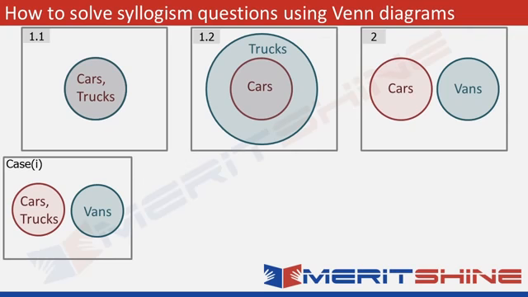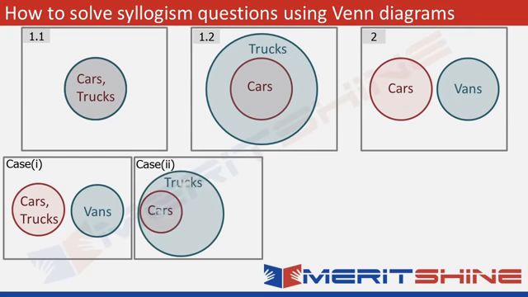Now let's try combining 1.2 and 2. Look at this. This is the same figure that's given in 1.2. Now the only restriction with vans is that it cannot overlap with cars. So we can put vans here. So this is fine, but that's not the only possibility.